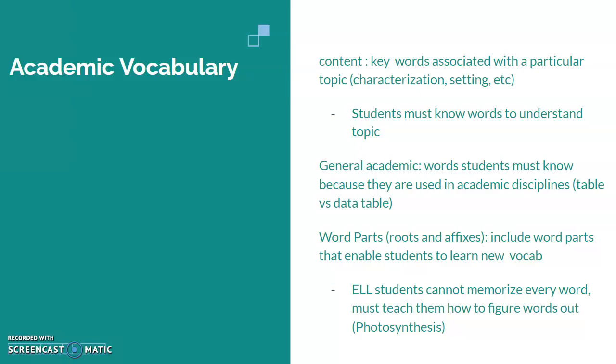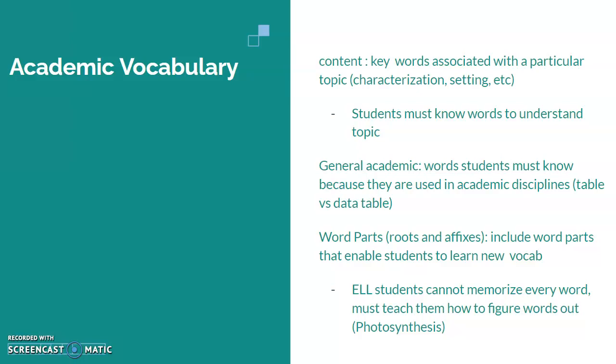The next category is general academic vocabulary, and this category involves words that students must know because they are used in academic disciplines. So English language learners often struggle with these words because, for example, on the screen it's table versus data table. Students know what a table is at home. It's like we sit at the table and eat dinner, but in English it's difficult to understand then what a data table is in like a chart in math class, because the word table, they have a schema or past background knowledge about a table that is not the same for this academic discipline. And so teachers need to kind of enforce and teach how these words are used differently in different settings.